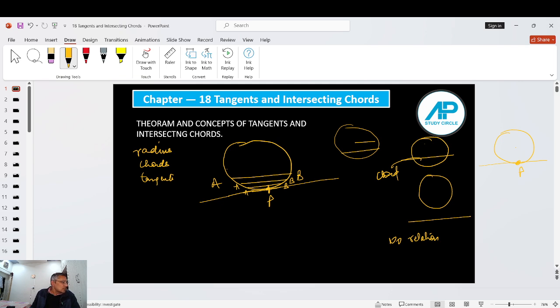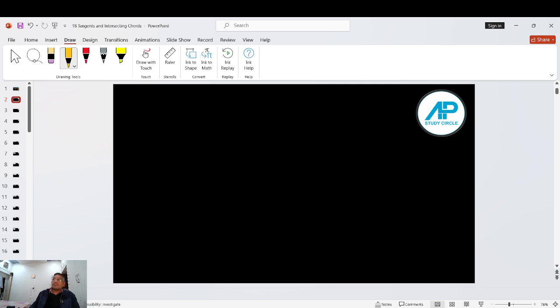So I move from here. Now I am taking some properties of the tangent. The first property, not very important for the questions, but nevertheless we're going to do it as such. So the property is that if I draw a circle and I have a tangent, then the radius and tangent are always perpendicular to each other.